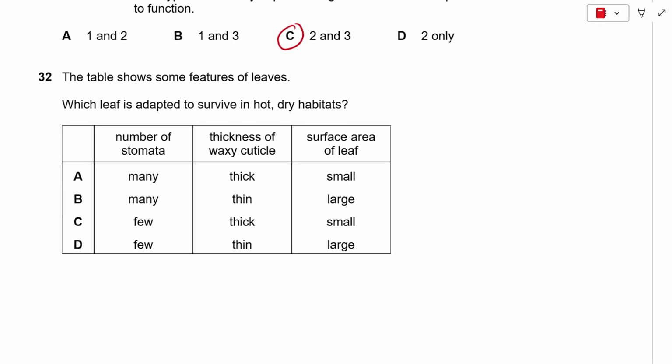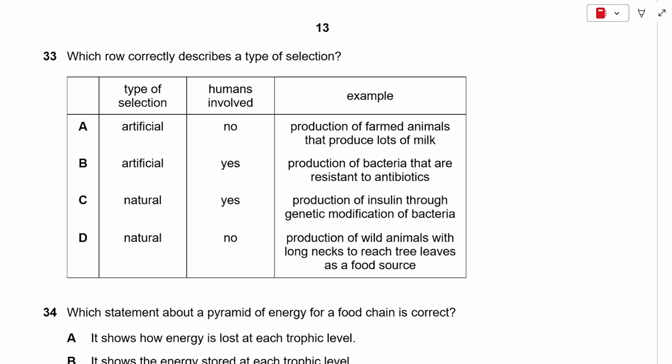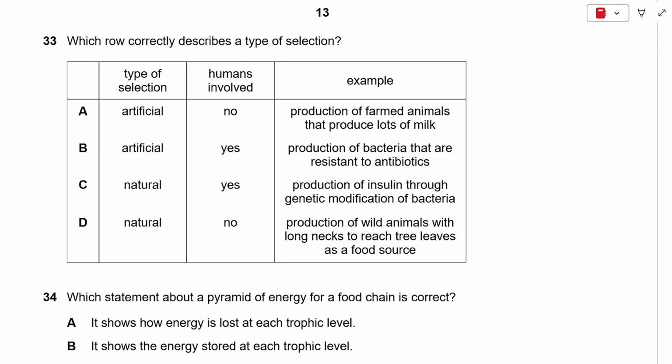Number 32 says the table shows some features of leaves. Which leaf is adapted to survive in hot, dry habitat? Okay, leaves that are living in dry habitats, first of all, they have few stomata. But then they have a thick waxy cuticle to minimize water loss. And also the surface area is supposed to be small so as to do what? To minimize water loss. So that would be C.